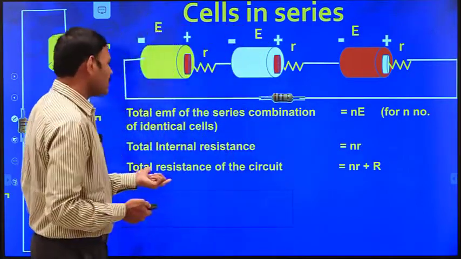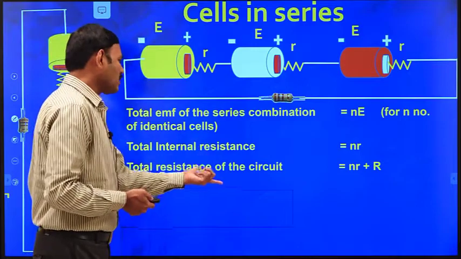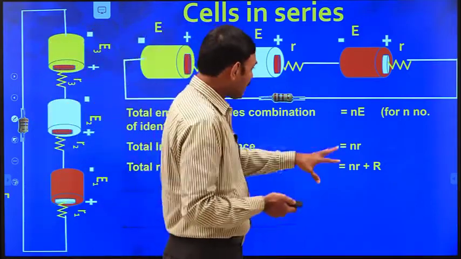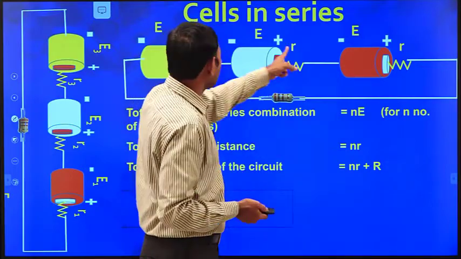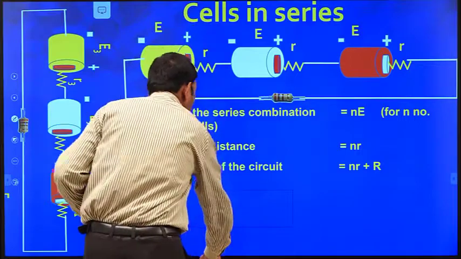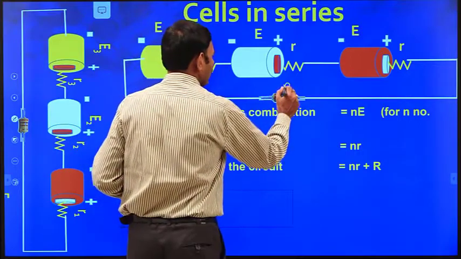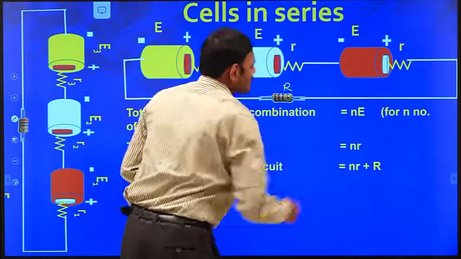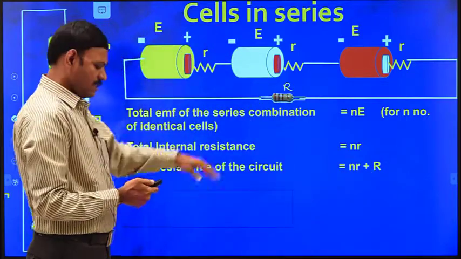Therefore, the total resistance of the circuit is internal plus external. The sum of internal resistances is nr, plus the external resistance, which is capital R. When the internal resistances are added together, it becomes nr. So n small r plus capital R is the total resistance of the circuit.